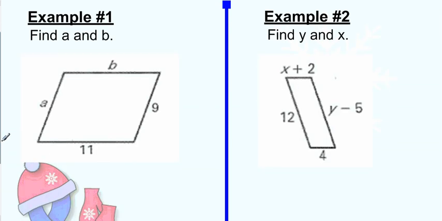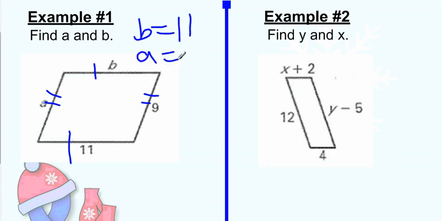So let's look at an example of using these properties. Okay, so if we're looking at example number 1, it's asking us to find A and B. Remember, sides are congruent. So this side is congruent to this one, and this one is congruent to that one. So B will equal 11, and A will equal 9.